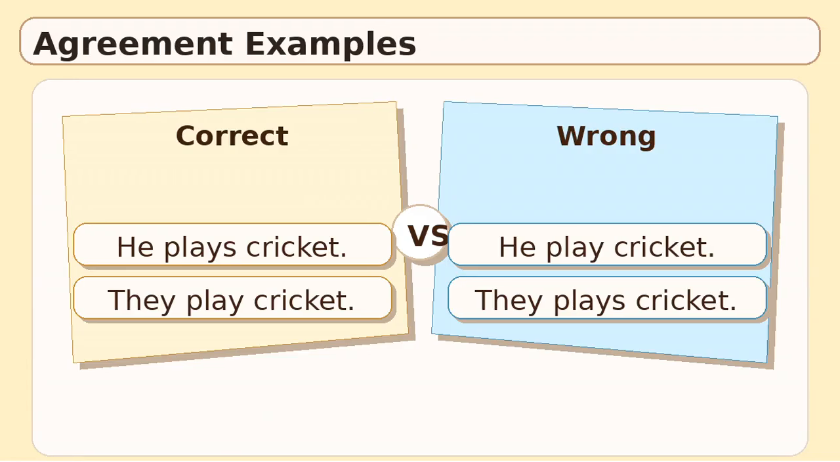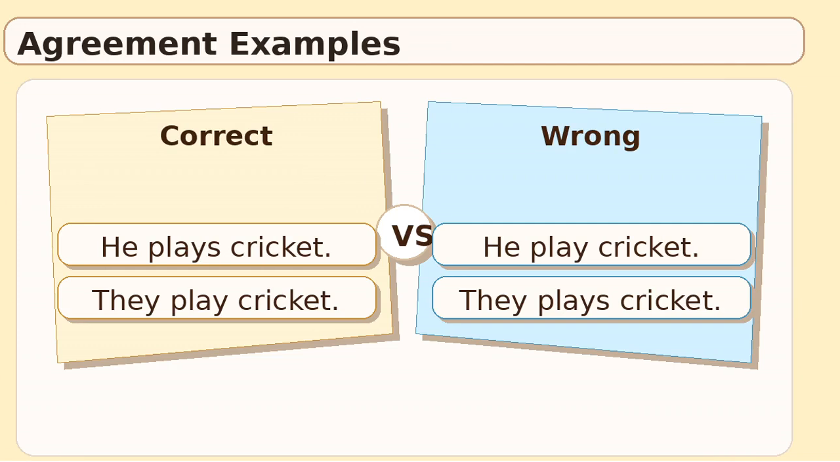These examples show subject-verb agreement very clearly. "He plays cricket" is correct because with he, we use plays in the present simple. "They play cricket" is also correct because with they, we keep the base form play. Now look at the wrong side. "He play cricket" is wrong because he needs plays, not play. And "they plays cricket" is wrong because they takes play, not plays. So always match the verb form to the subject.